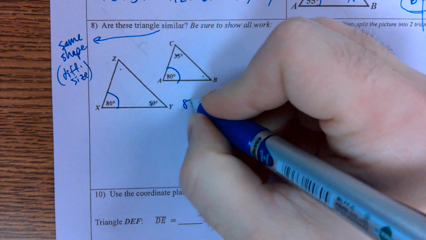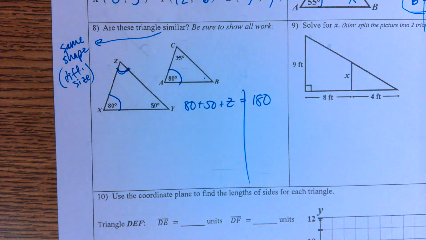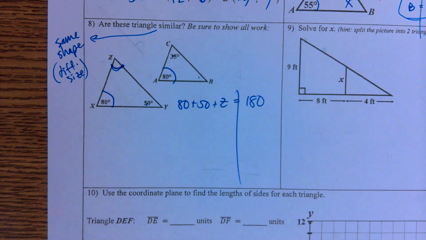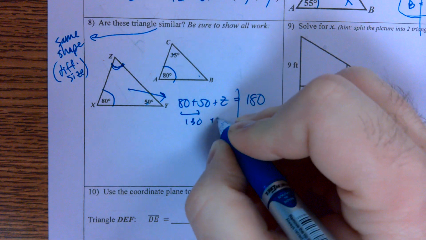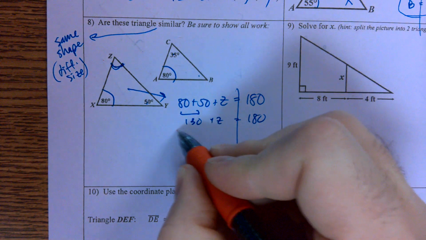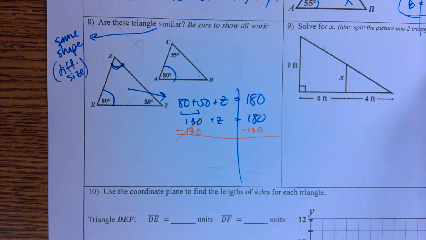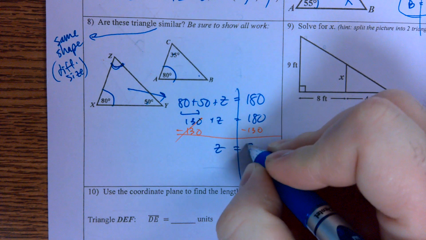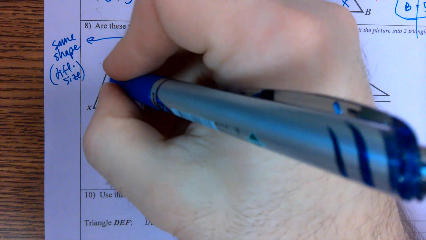I'll set this up. 80 plus 50 plus, we don't know, Z equals 180. 80 plus 50 is 130. If I want to get Z by itself, I've got to subtract 130 from both sides. And that leaves me with Z equals 50 degrees. So this guy up here is 50.